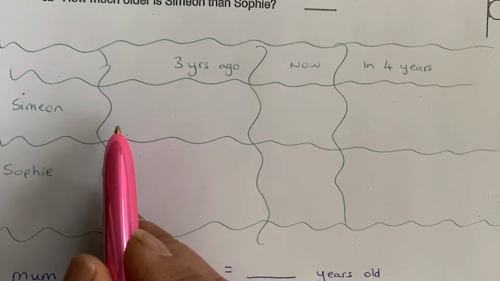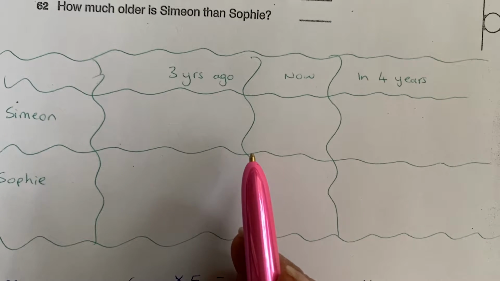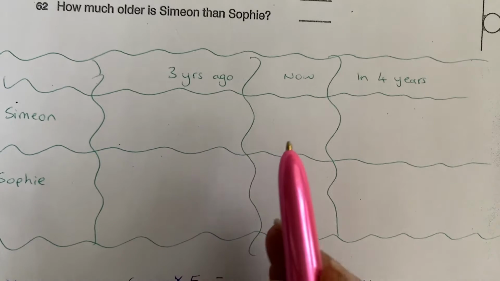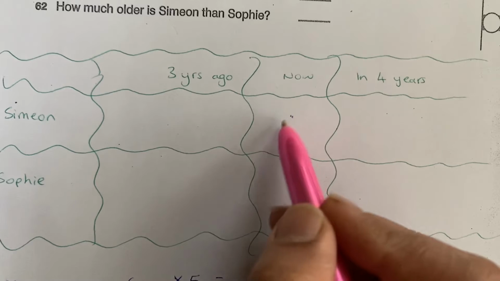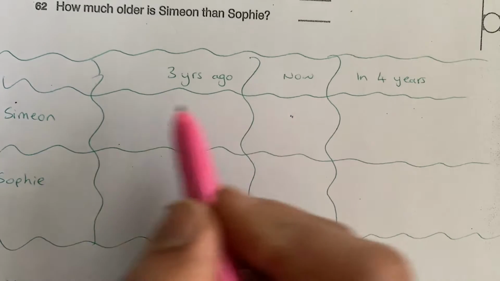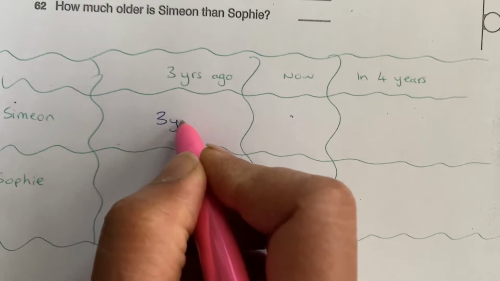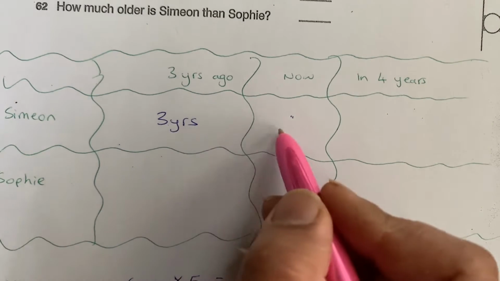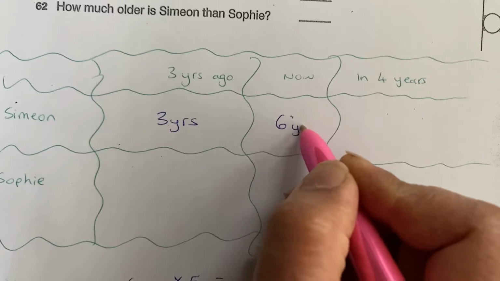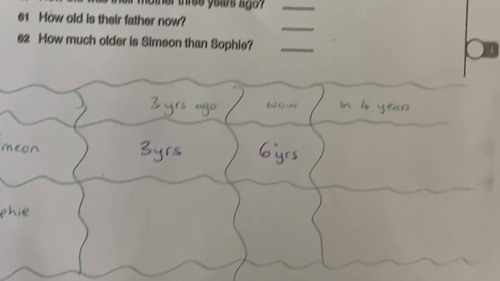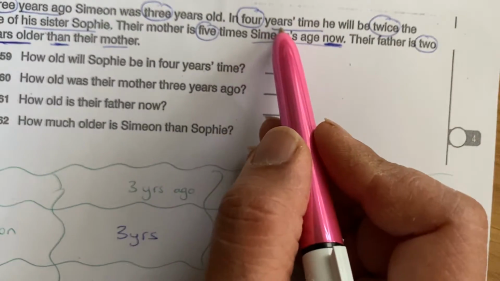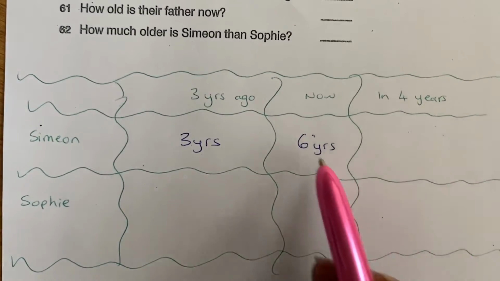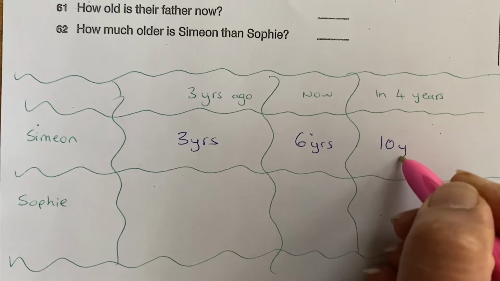Simeon is, it says 3 years ago, Simeon was 3 years old. So right now, this is an age, but we don't know what it is. But 3 years ago, he was certainly 3 years old. Okay? So that must mean he must be therefore 6 years old right now. Then it says, in 4 years' time, he will be twice the age. So in 4 years' time, well, that will make him 10 years old.